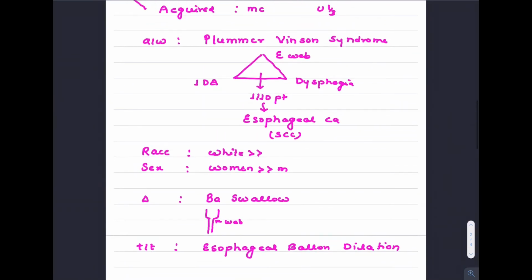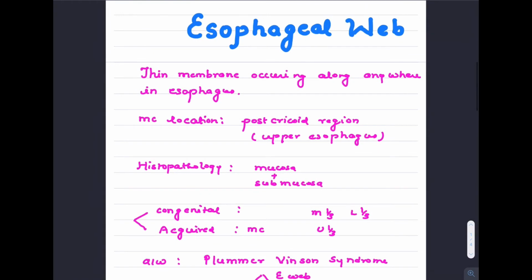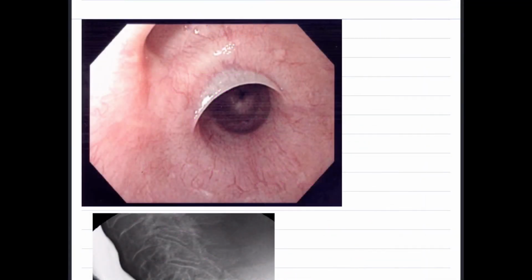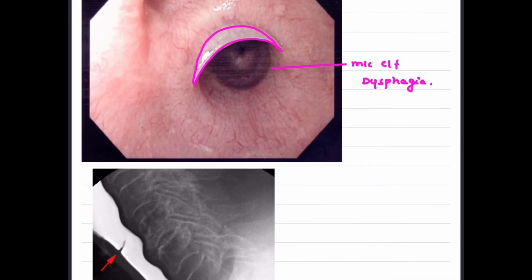So this is all about the theory of esophageal web. Now we will be seeing its image based questions. This is the web, which you can appreciate here. It is concentric in shape, not the complete one. This is the web, and this will be causing obstruction to the food passage. That's why the most common symptom will be dysphagia. Most common clinical feature will be dysphagia, difficulty in swallowing.